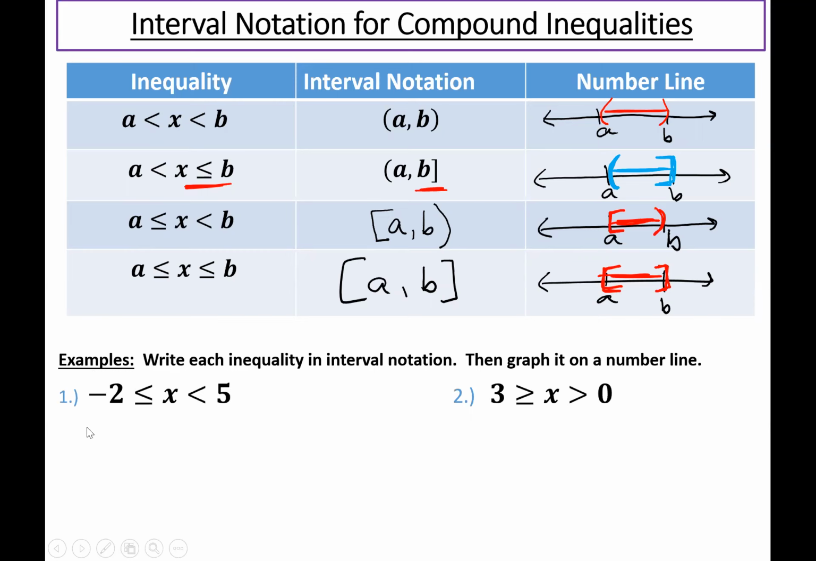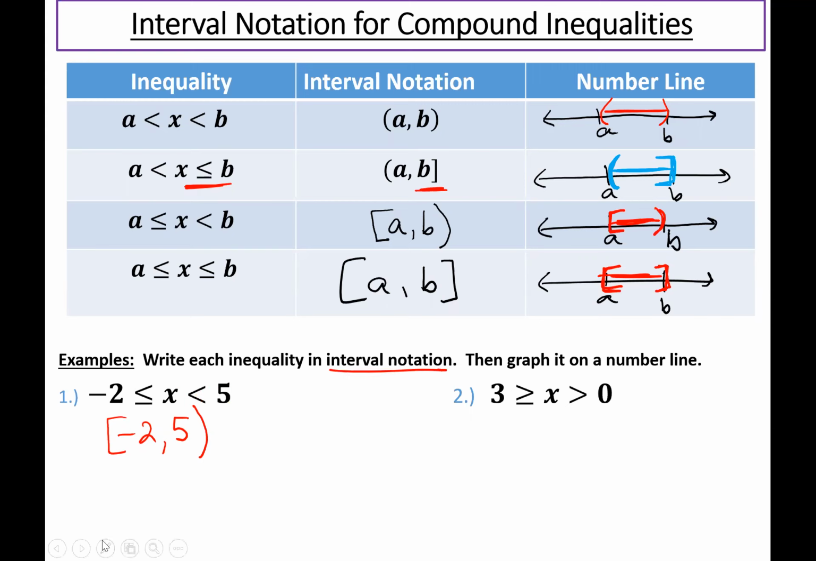Number one is -2 is less than or equal to x and x is less than 5. So keep the numbers in this order, least to greatest. Notice the equal sign under the inequality next to the -2. So I'm going to use square bracket, -2, comma 5. Then with the 5, that one does not have an equal sign, so I'll have parentheses for that one. So that's the answer in interval notation.